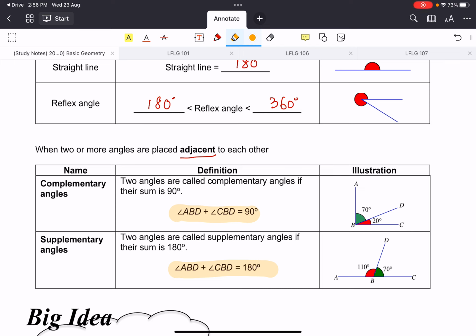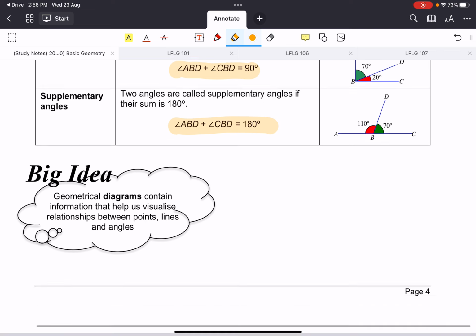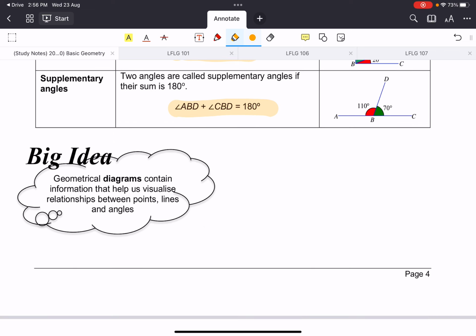So these are some of the vocabularies that you will encounter when you are actually studying this particular unit of geometry, right? So some of the big ideas: geometrical diagrams contain information that help us to visualize relationship between points, lines, and angles, right? So we'll be looking at quite a few diagrams in this particular segment. Okay, let's carry on then.